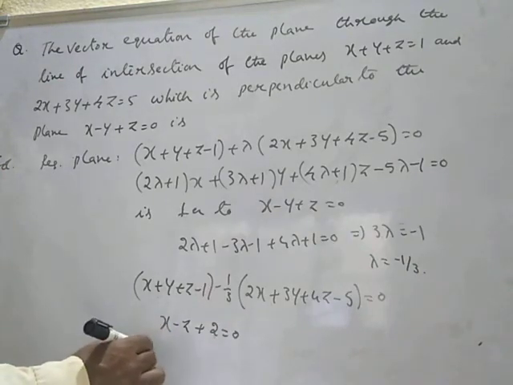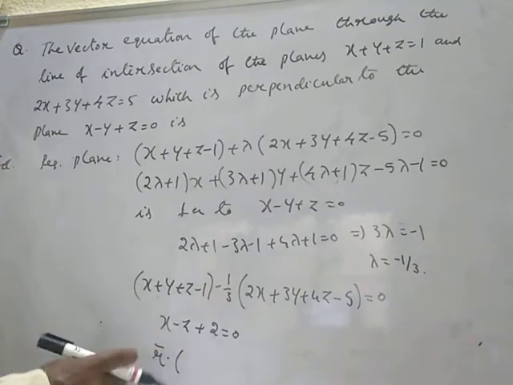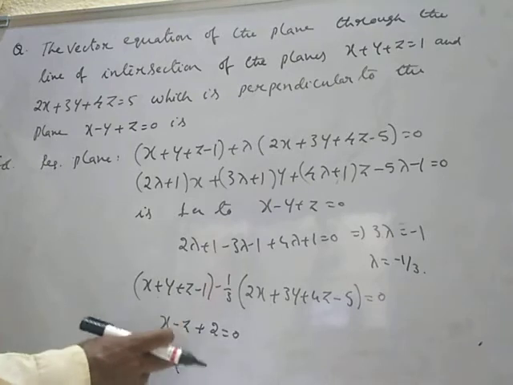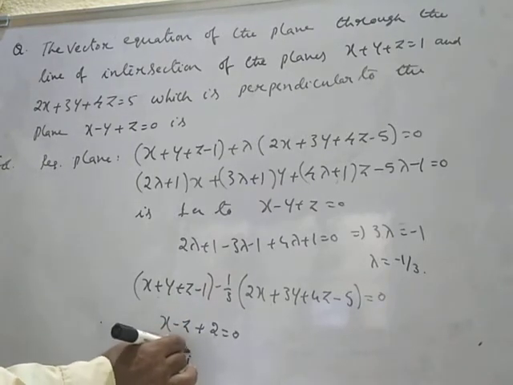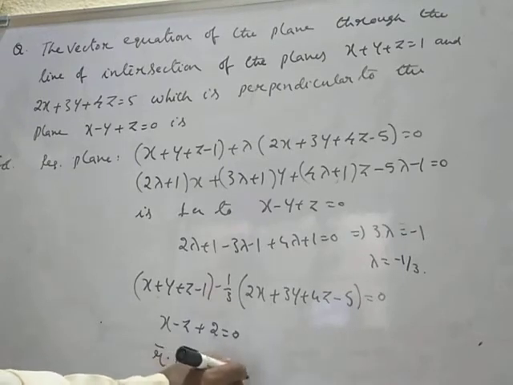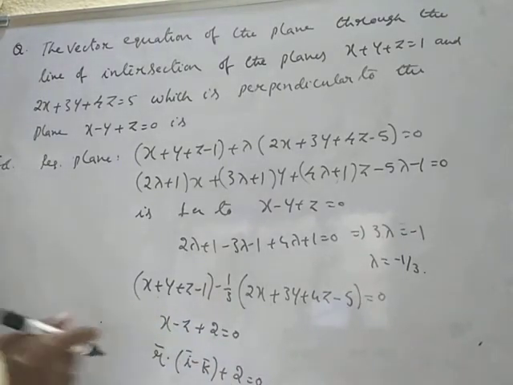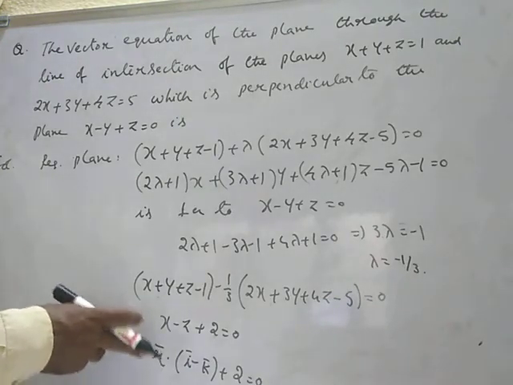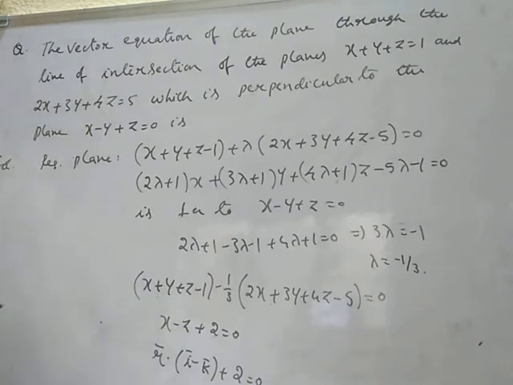So here it is in the form of r bar dot (i bar, j bar quotient is 0, k bar quotient is minus 1). So i bar minus k bar plus 2 is equal to 0. It is in the form of r bar dot (i bar minus k bar) plus 2 is equal to 0. This is the vector equation of the required plane.